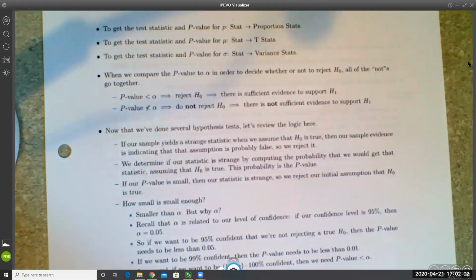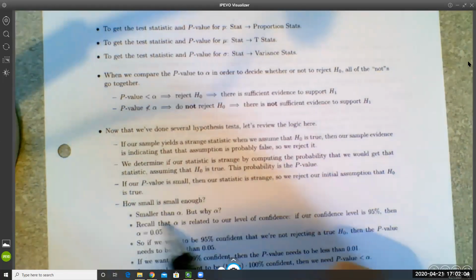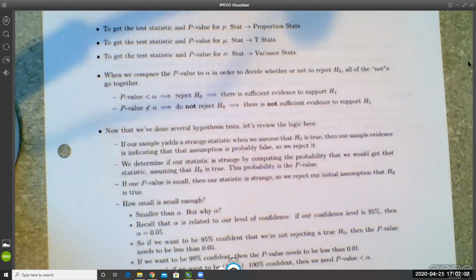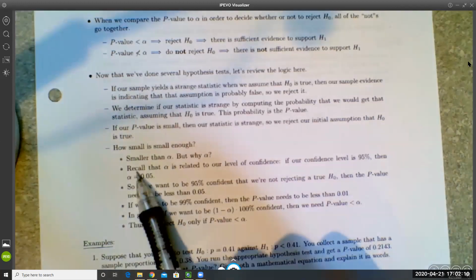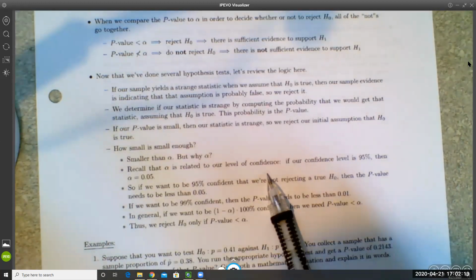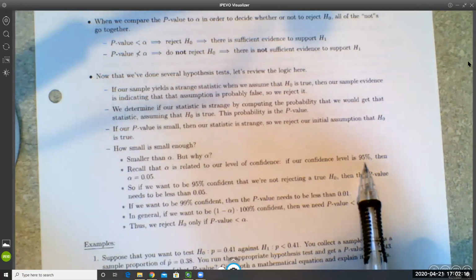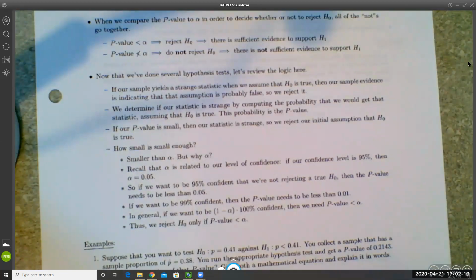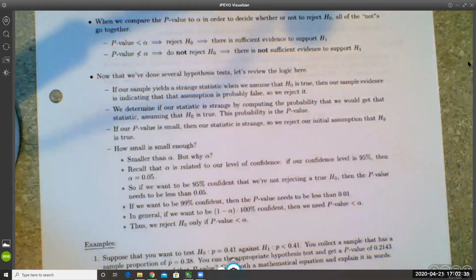Now, how small is small enough? Well, smaller than alpha, right? But why alpha? Well, you may recall that alpha is related to our level of confidence. If our level of confidence is 95%, then alpha is 0.05. So loosely speaking, very loosely speaking, if we want to be 95% confident, then our p-value needs to be less than 0.05. If we want to be 99% confident, then our p-value needs to be less than 0.01. If we're okay with only being 90% confident, then our p-value only needs to be less than 0.10, and so forth.